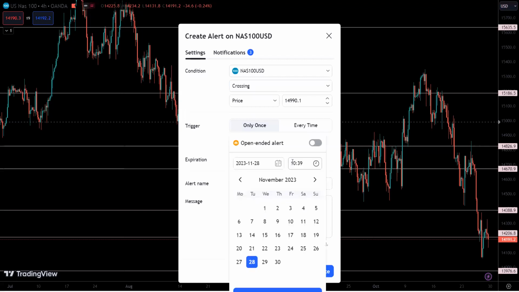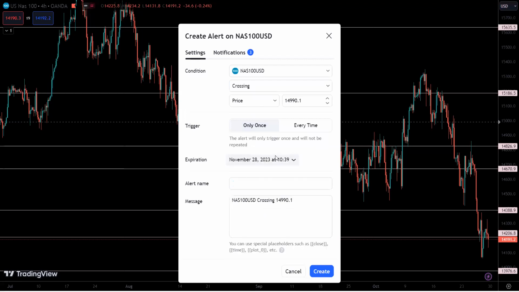You can have an expiration as well for the alerts, right here, when the alert will expire or no longer be valid. And then you can even name your alert, and you can also come into messaging and add a message to your alert. Maybe a reminder that price is here, looking to buy or sell, and then obviously you'd go right here where you can actually create your alert.